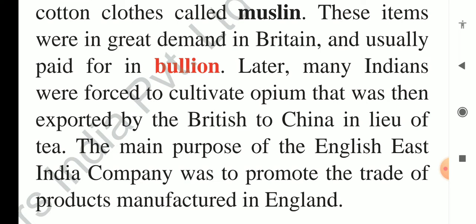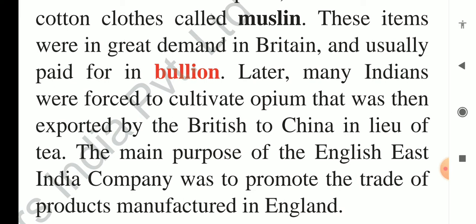Later, many Indians were forced to cultivate opium that was then exported by the British to China in lieu of tea. In lieu of means in exchange of tea. So after that, many Indians were forced. Obviously, why they were forced? Because India was a colony of British and British were ruler. So just because they were ruler, they were ruling on us very hardly. So some cultivators were forced to cultivate opium. Opium is called in Hindi afin.